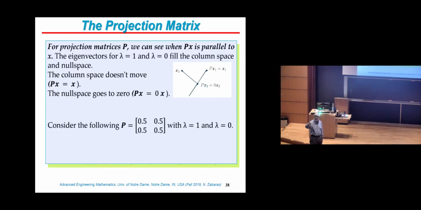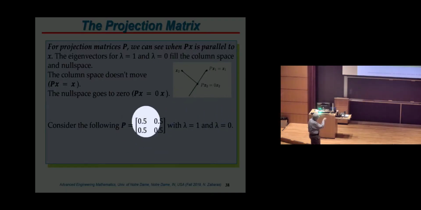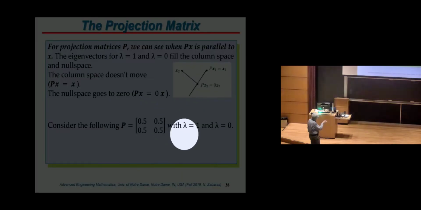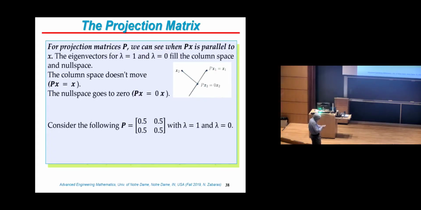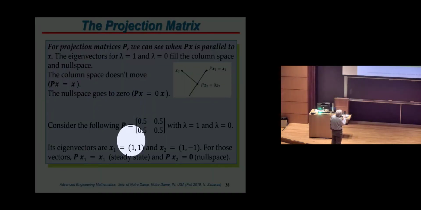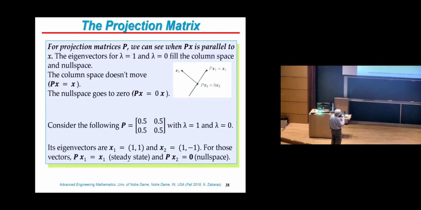If you project on a line, what's the rank of the matrix that projects on a line? 1. So basically, both the column space and the row space are spanned by the same vector, which is 0.5, 0.5. So the eigenvalue here is 1, and the eigenvalue is 0. By default, this is a projection matrix. This is what you get. And the eigenvector for the column space is 1, 1, which is basically this vector here that generates the projection. And the null space is 1, minus 1. So 1, 1, and 1, minus 1.